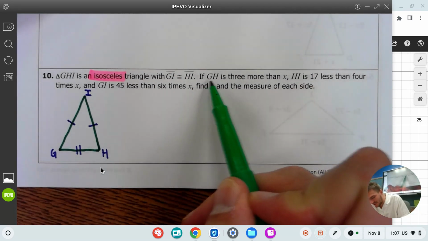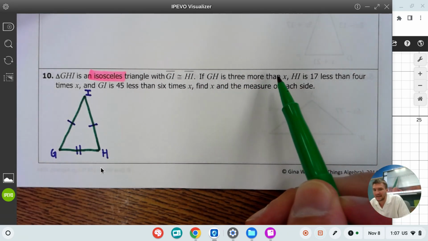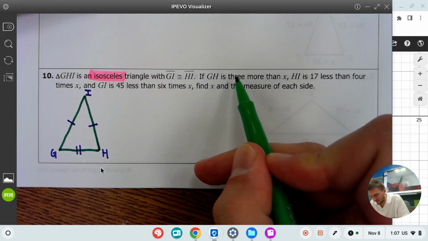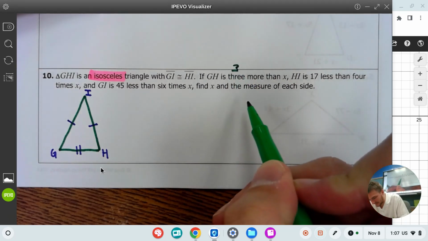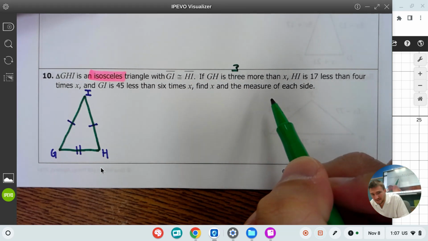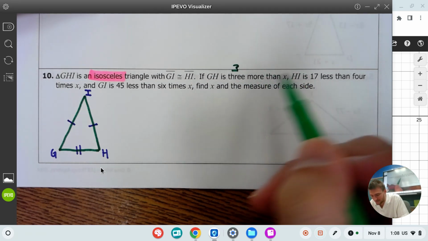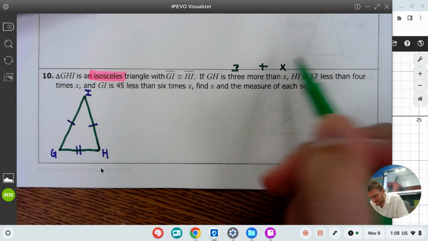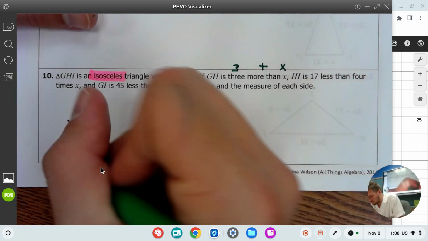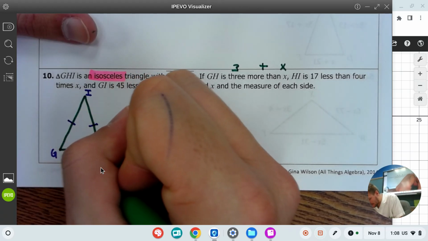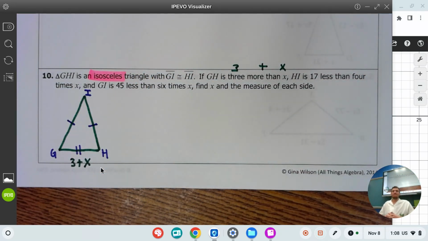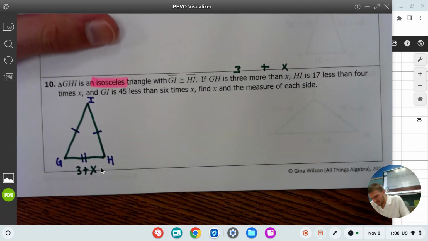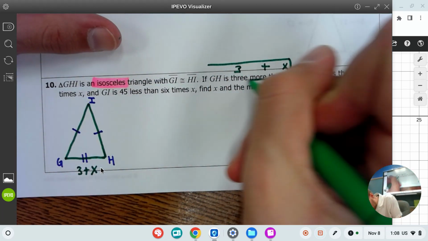So, if it says GH is 3 more than X, that's not a hard one to do. 3 is the number 3. More than, is that plus or minus or times or divide? That's a plus. And X, just X. So GH, looking like 3 plus X. Or X plus 3, but addition is commutative, they say. Doesn't matter. 3 plus X. Okay? So, GH, handled.